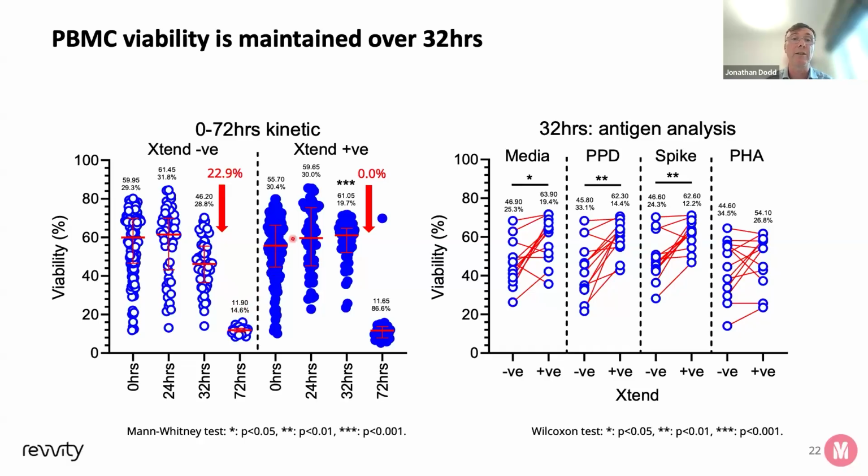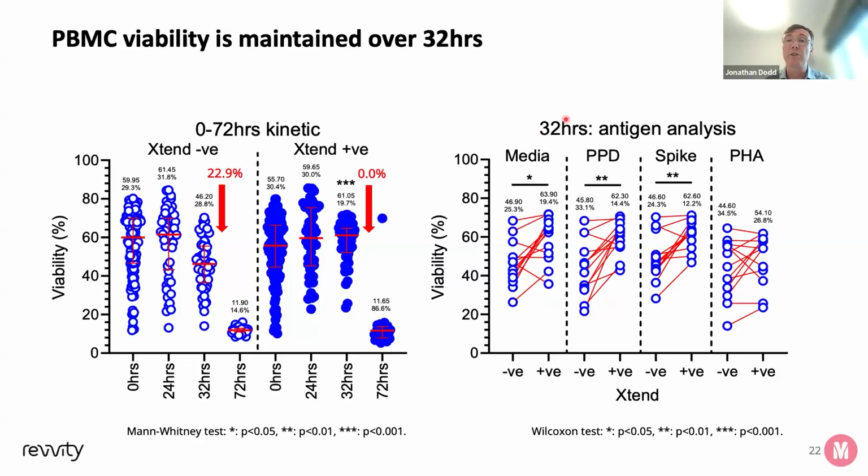When we used extend on those same samples, we found that the significant difference was that at the 32-hour time point, we saw a protection of PBMC viability by the T-cell extend. However, this was lost by 72 hours. We then wanted to know whether this protection that we observed at 32 hours was antigen dependent or whether it occurred across all experimental conditions.